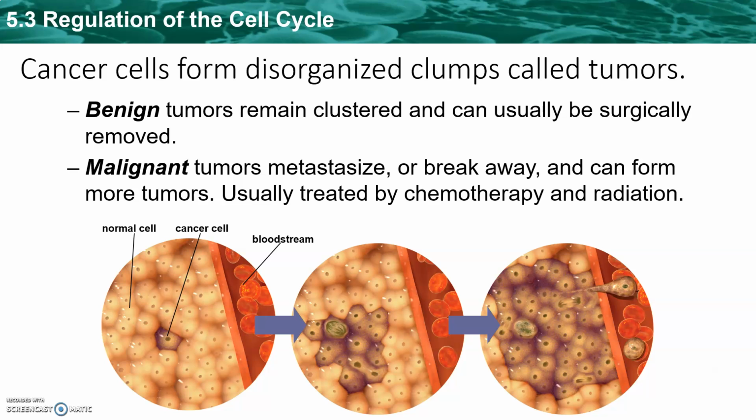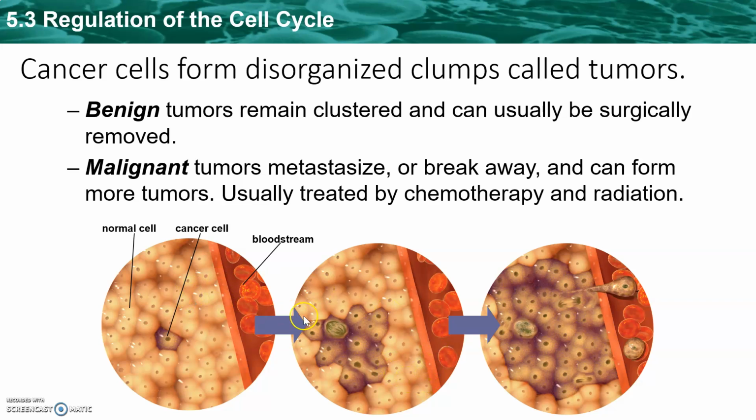It is a clump of cells that formed because they stopped responding to those normal cell cycle controls, but they don't spread throughout your body, and most of the time they're surgically removed with no problem. Malignant tumors, on the other hand, metastasize. Metastasis is when the clump of cells spreads throughout your body.